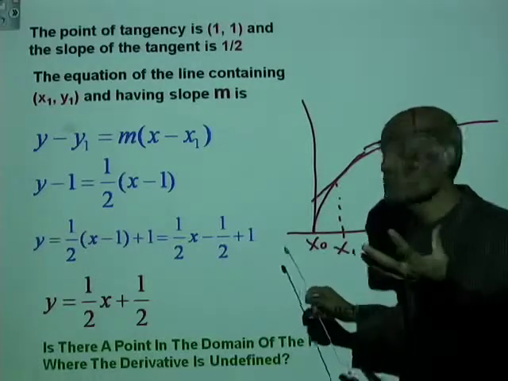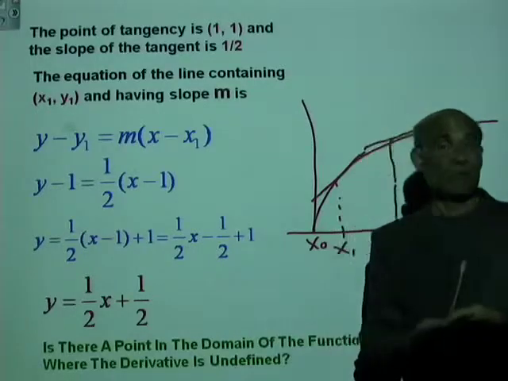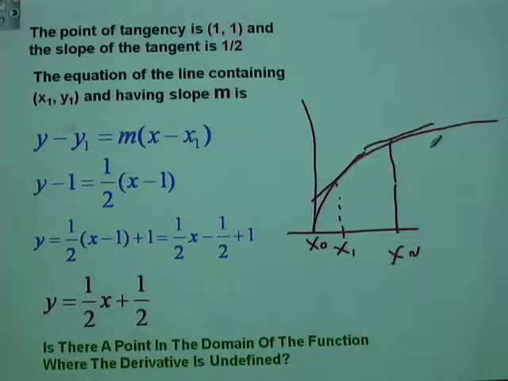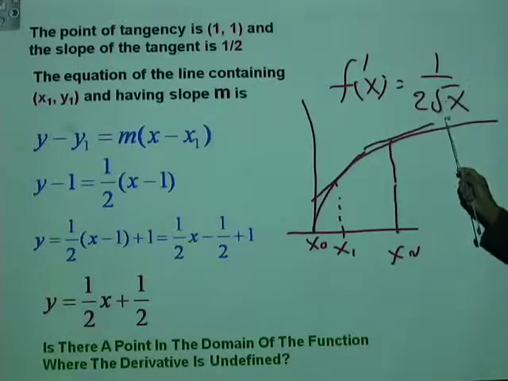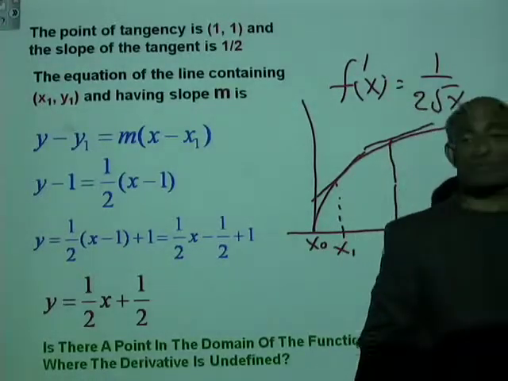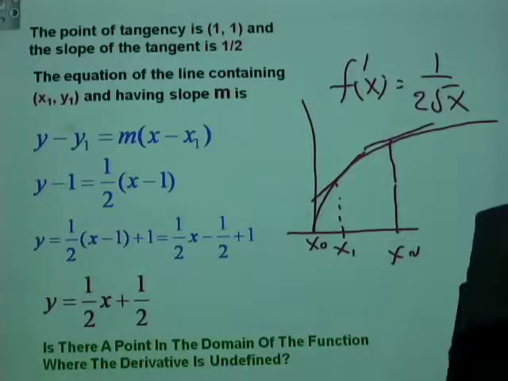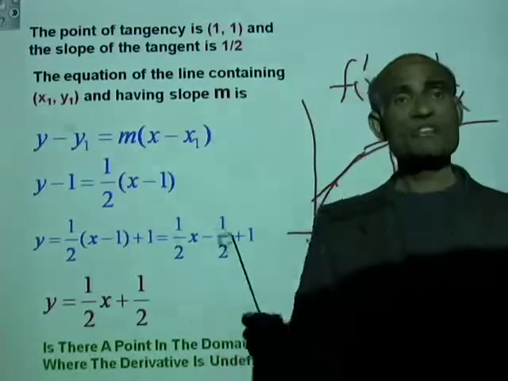That means the derivative of this function is not defined at x equal to 0. Well, you can also say that the derivative f prime of x equal to 1 over 2 square root of x. And because that x is the denominator, at x equal to 0, the derivative is undefined. So, in the case of f of x equal to square root of x, when x equal to 0, the derivative is undefined. Now, there are similar cases.